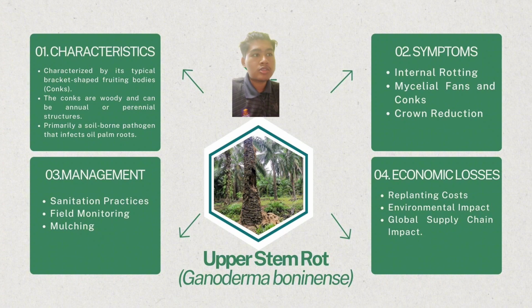The disease can also affect the global supply chain. Economic losses from upper stem rot can affect the global palm oil supply chain. Reduced yield contributes to fluctuations in oil palm prices, potentially impacting profitability through the supply chain.